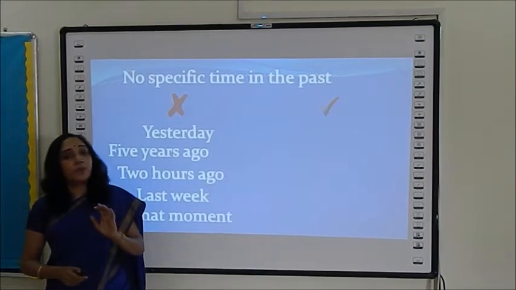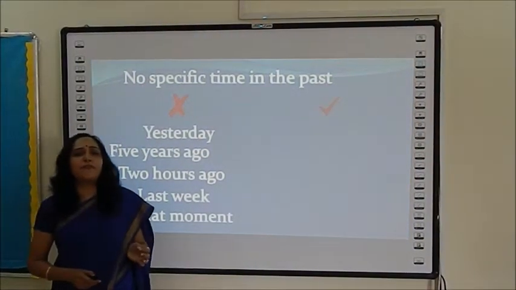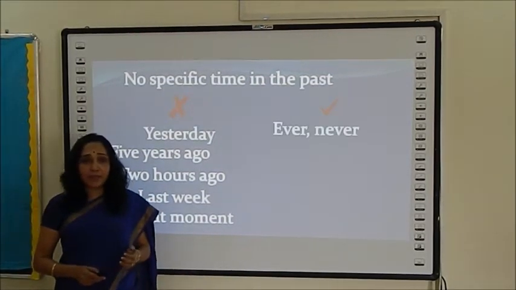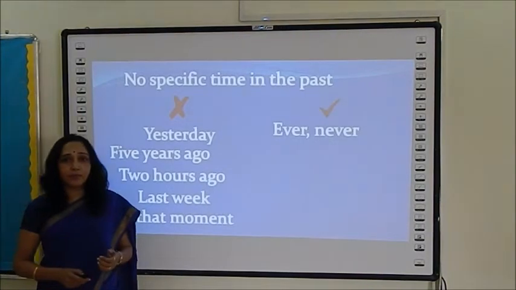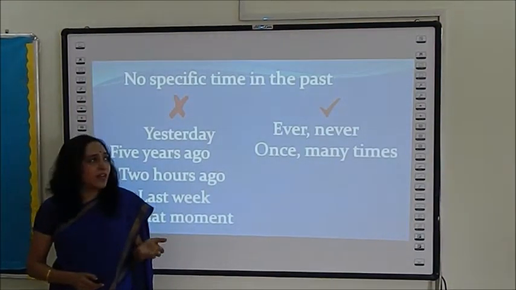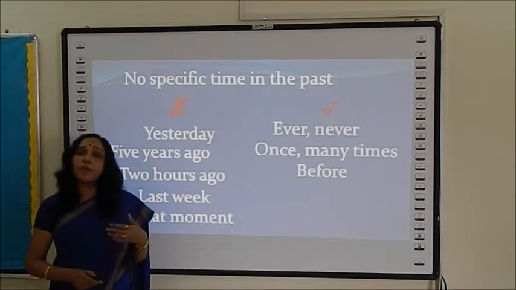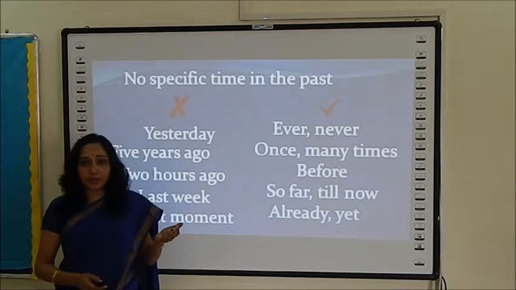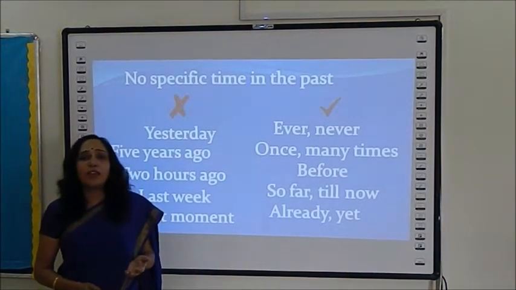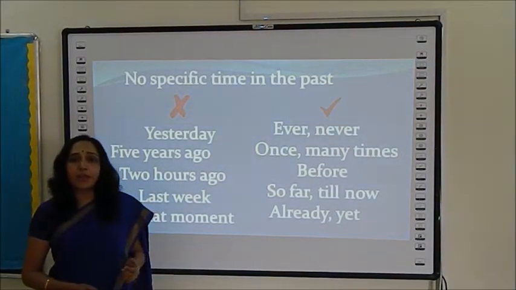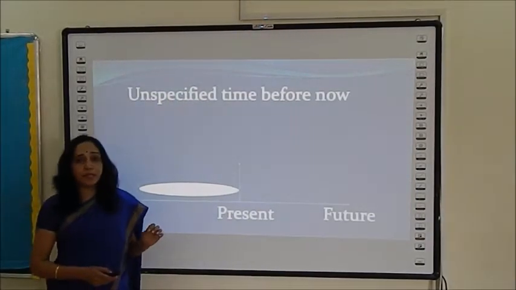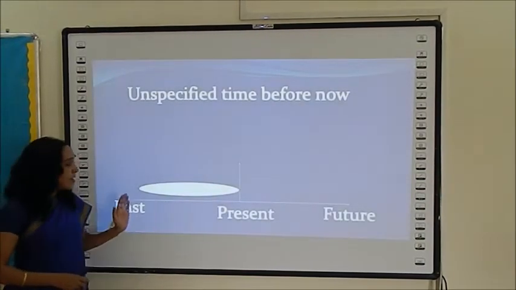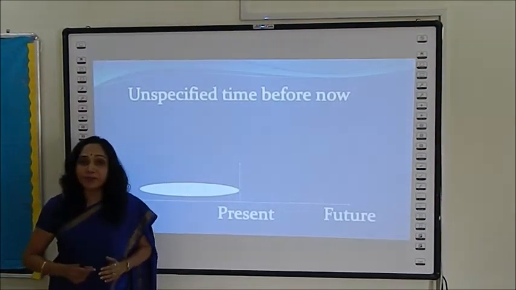We can use the present perfect with unspecific time expressions or adverbs such as ever, never, once, many times or several times, before, so far, till now, already, yet, this week and this month. We use the present perfect for an action that has happened any time from the time before now.